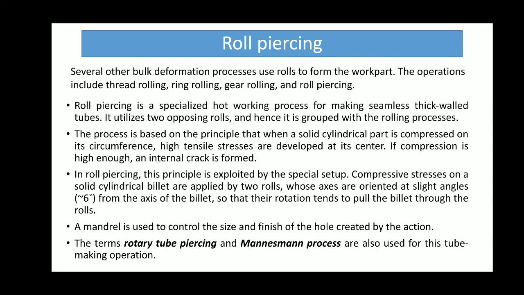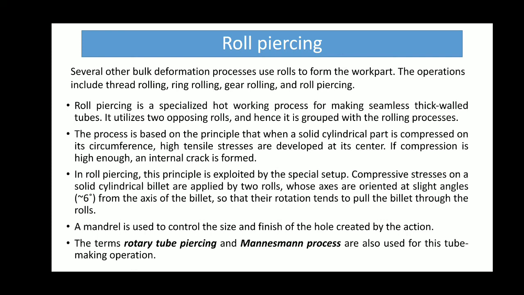So in this roll piercing process, this principle is used with the help of a special setup. So what is the setup, and how do we use it? The main thing is, if we can somehow achieve a very high compressive force on the surface of the solid cylindrical part, compressing it on the circumference, we can achieve a very high tensile stress in the center, and it can even lead to an internal crack formation.